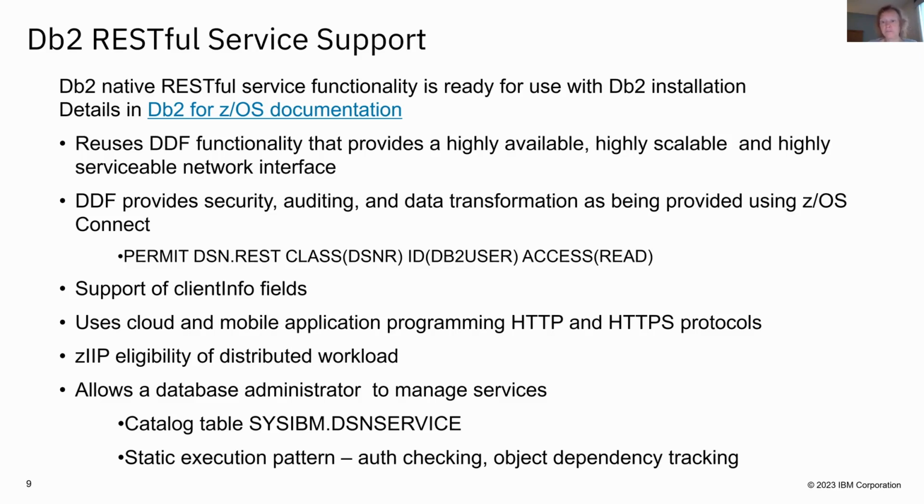So a service package would be invalid and could be determined by a DBA if the underlying SQL has a problem, or the DDL changed, or any change operations that would invalidate a package, similar to any other application package. And you have a catalog table, the IBM DSN service, which helps to manage those service packages.